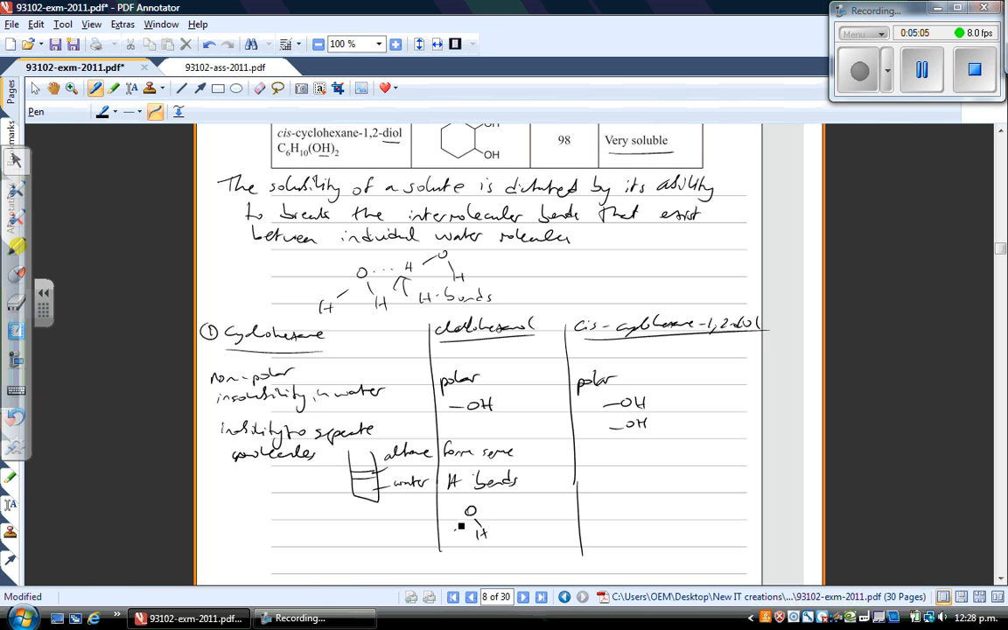So you'll have a water molecule here, and you'll have the OH group from the cyclohexanol, and that OH group can form some hydrogen bonds with the water molecules. So that will separate two water molecules from each other to compete with the cyclohexanol. But one step above that, the cis cyclohexane 1,2-diol has the ability to form hydrogen bonds with two different water molecules. As a result, you can separate more of the water molecules out, and therefore the solubility of this compound is even better.